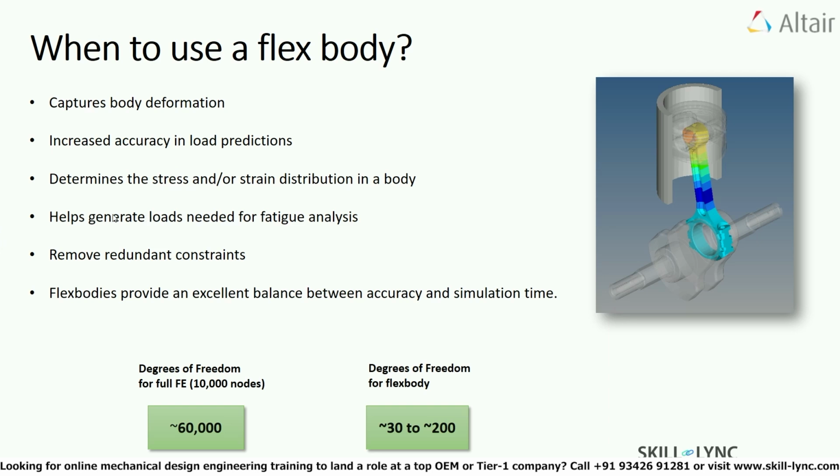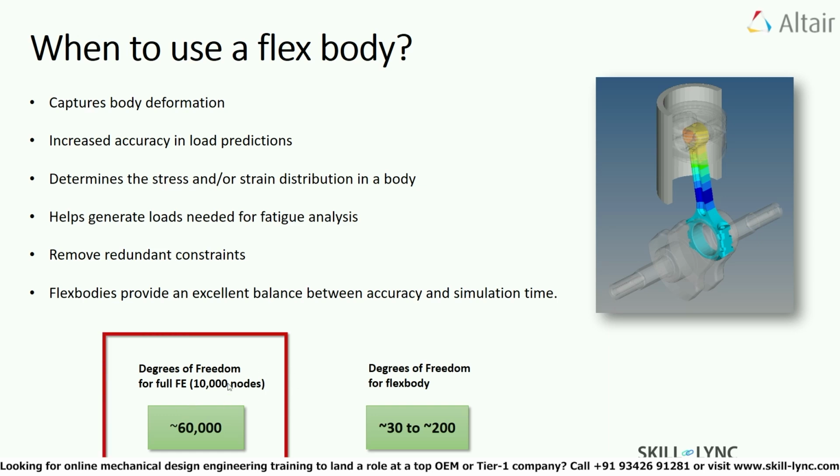Moving on to our next point, flexible body helps in generating loads needed for fatigue analysis. And as I mentioned earlier, these loads are highly accurate, which will avoid any errors creeping into the FE results. Okay, now let's move on to the next point. If you remember, in chapter 7, we dealt with redundant constraints. So apart from using joints, flexible bodies also help in removing redundant constraints. Lastly, flexible bodies provide an excellent trade-off between accuracy and simulation time. The degrees of freedom are reduced drastically when compared to FE models, thereby yielding faster results.